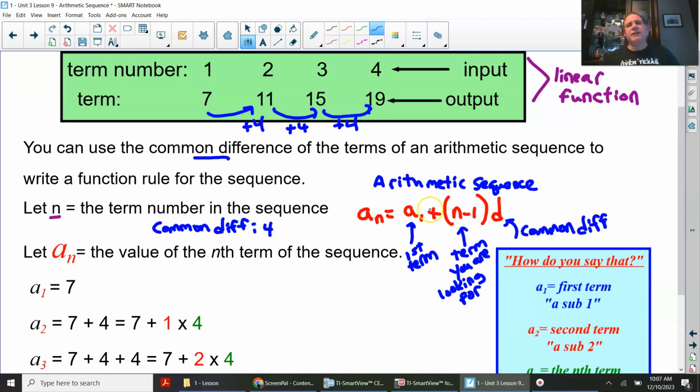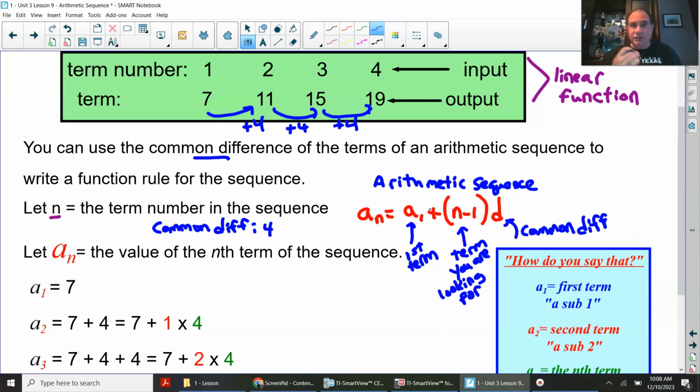So this is called the arithmetic sequence formula. It's on the next page, but I just have it right here. Don't freak out about this formula. You do not have to memorize it. It is on the Algebra reference guide sheet that they give you, with all the formulas. So it's a sub n equals a sub 1. A sub 1 is the first term, which in this sequence is 7.